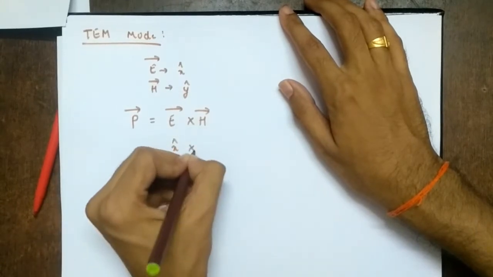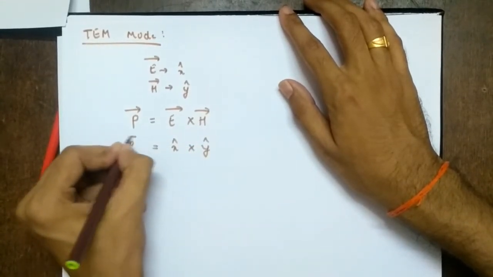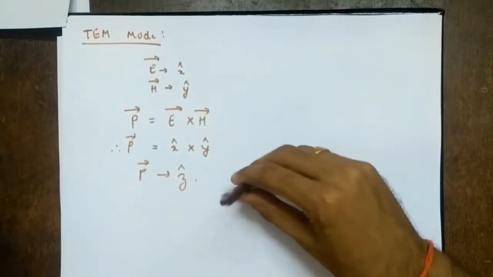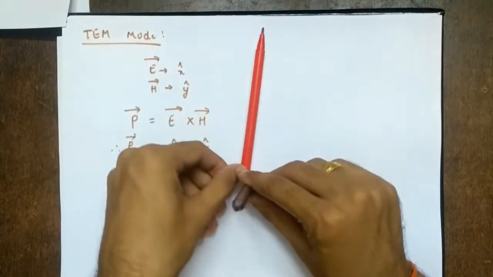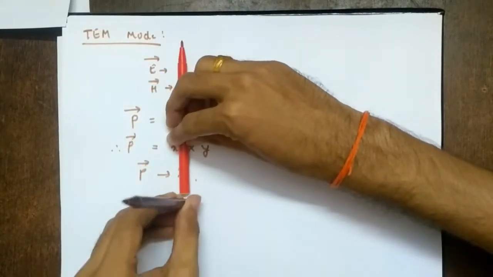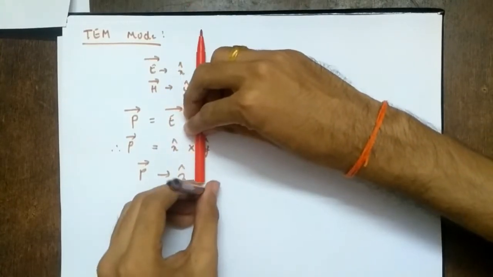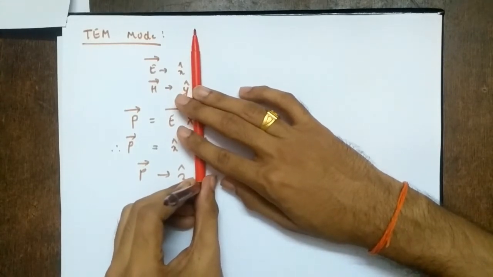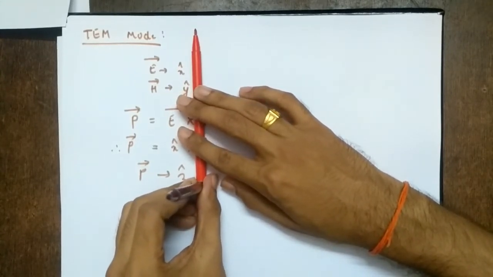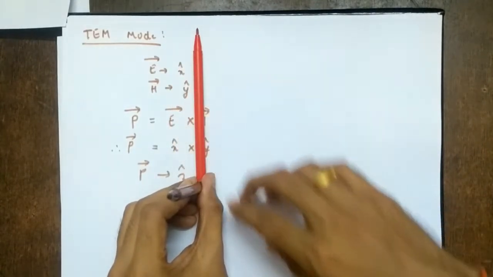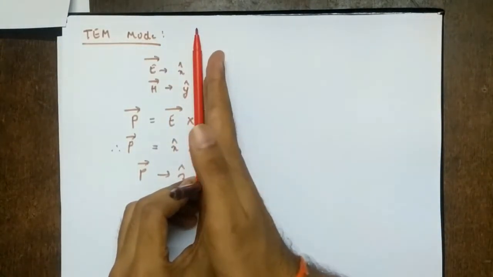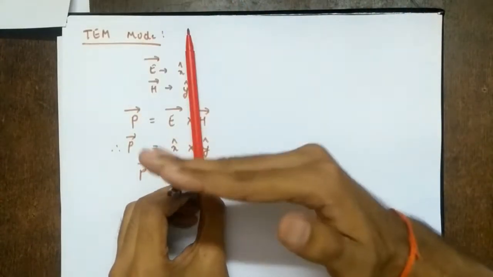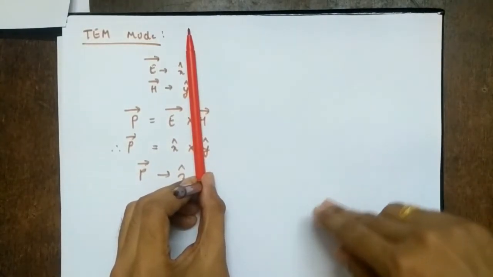So the E vector is in the x direction, crossed with the y vector. What will you get? The P vector is in which direction? The z direction. If you have x cap and y cap, both are perpendicular. So I can represent it this way: let's say this is x, this is y. The electric field, represented by the red sketch pen, is along the x direction. The magnetic field, represented by the brown sketch pen, is along the y direction. The cross product will always give us the direction perpendicular to the plane. This is x, this is y, so it will be z cap.